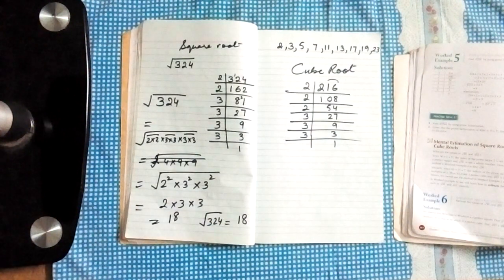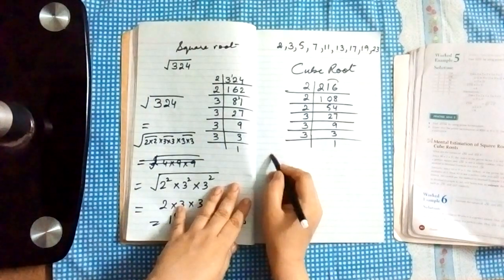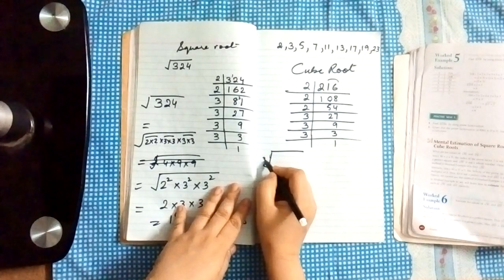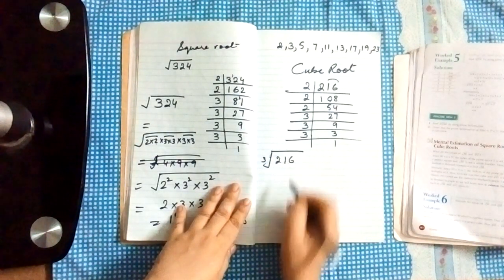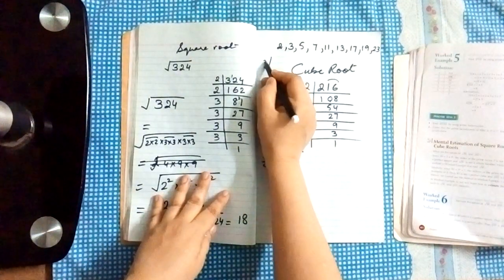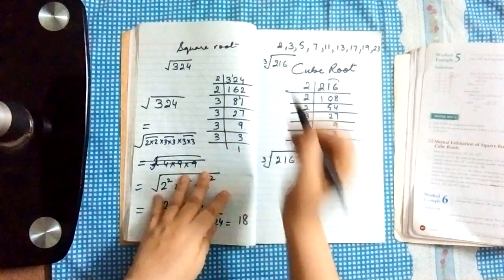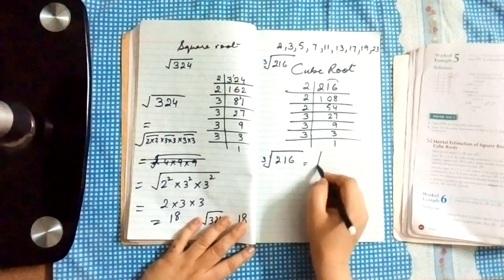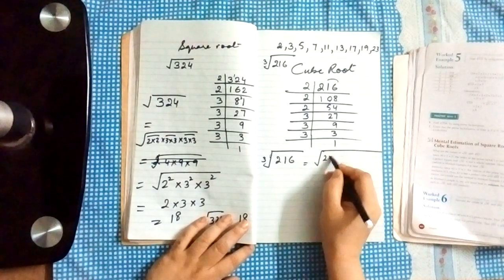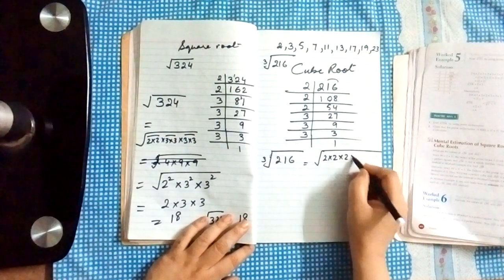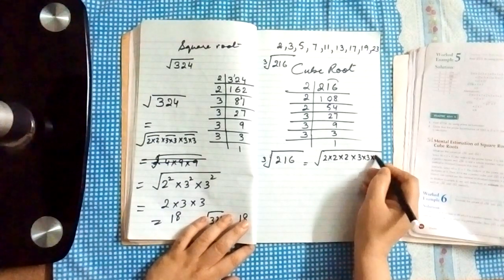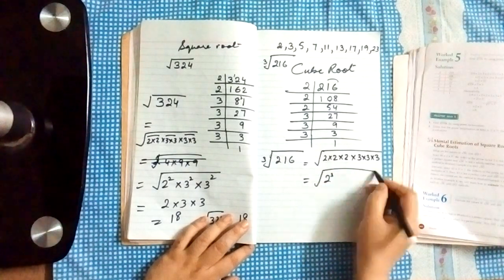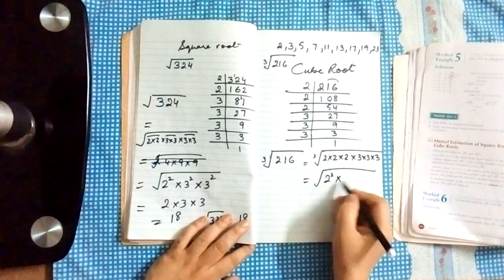So in cube root, what you are going to do, under the root, cube root of 216, you are finding the cube root of 216. So the cube root of 216 is equal to, under the root, 2 into 2 into 2 into 3 into 3 into 3, which can be written as cube root of 2 cube multiplied by 3 cube.